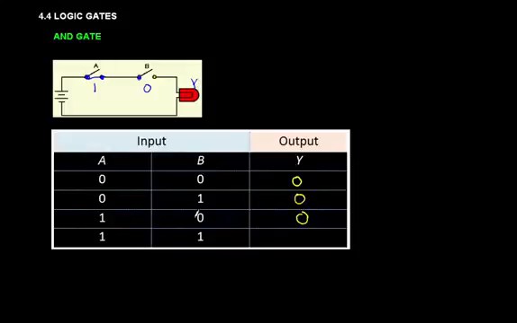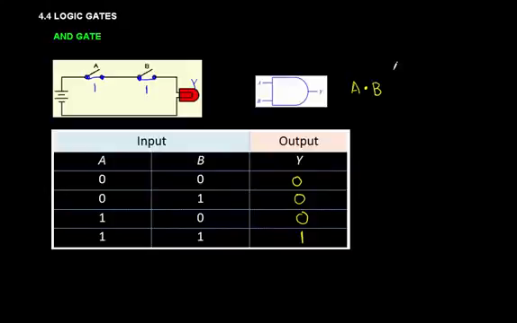Lastly, 1, 1 means that both is switched on. So since both is switched on, it is a complete circuit. Therefore, the bulb lights up and this is 1. This is the symbol for the AND gate. So this is the A input, B input, and the Y is the output.